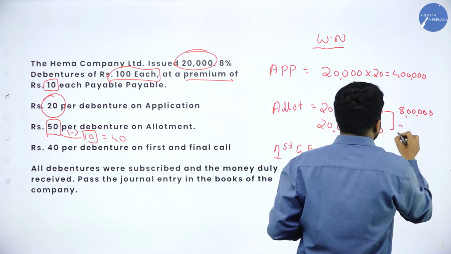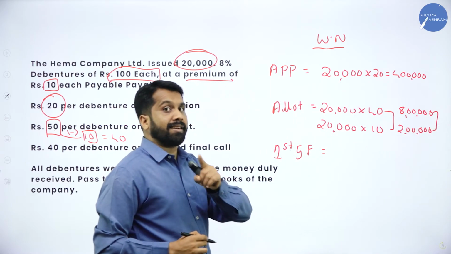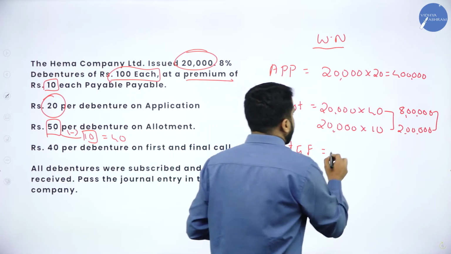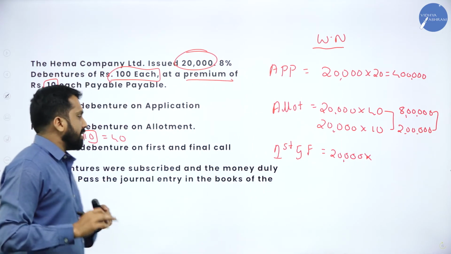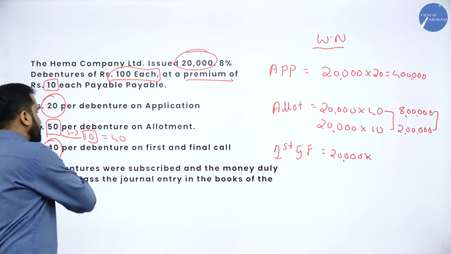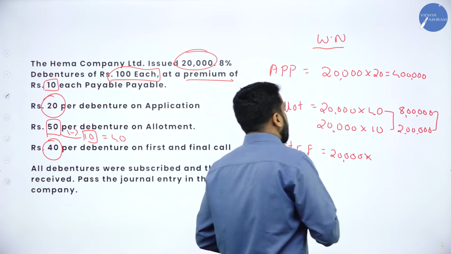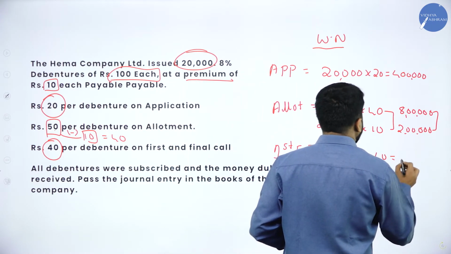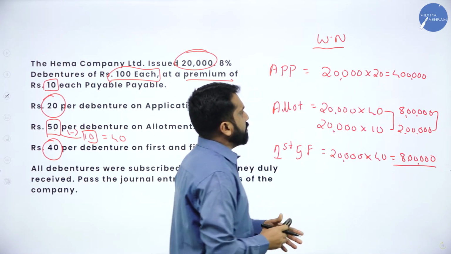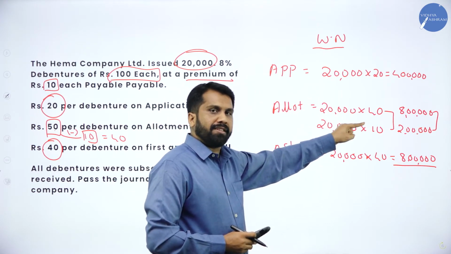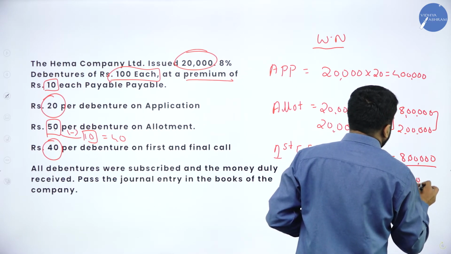20,000 into 10, it will be 2 lakh. If you add both, it will be 10 lakh. Now, first and final call, number of shares 20,000 multiplied with what? Yes, multiplied with 40. Why? Because your first and final call is 40. 20,000 multiplied with 40, it will be 8 lakh. Now total everything, 4 lakh plus 10 lakh, 14 lakh. 14 lakh plus 8, it will be 22 lakh.